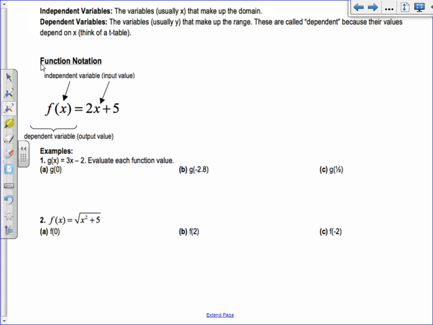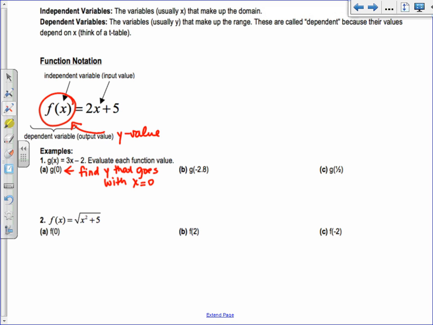All right, so let's move on to function notation. When you see function notation, it's a little bit confusing when you first learn it. So it says f of x equals 2x plus 5. F of x is the y value. So that is the y value. Okay, x is the x value, obviously. So if you have g of x equals 3x minus 2, it says evaluate each function value. So it's saying find g of 0. What that's representing is find y that goes with x equals 0.